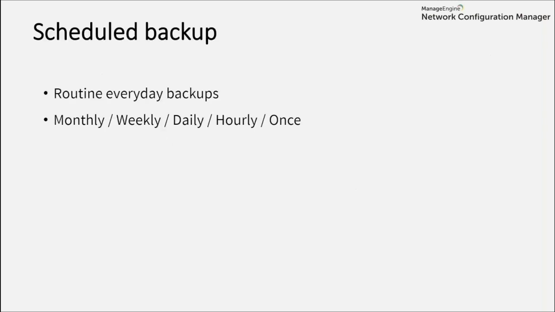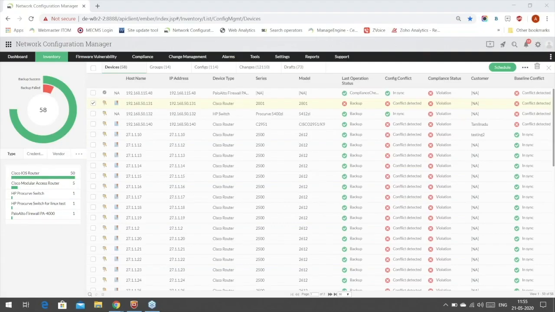So this is the third type of backup, which is scheduled backup. So you can do this for devices where you routinely make changes, or if you want them to be continuously backed up because they serve a critical function in your network. So this could be any kind of core router to a firewall where you want configuration backups to continuously happen. You can schedule them for a monthly, weekly, daily, hourly basis, or if you just want it to happen once, you can do that as well.